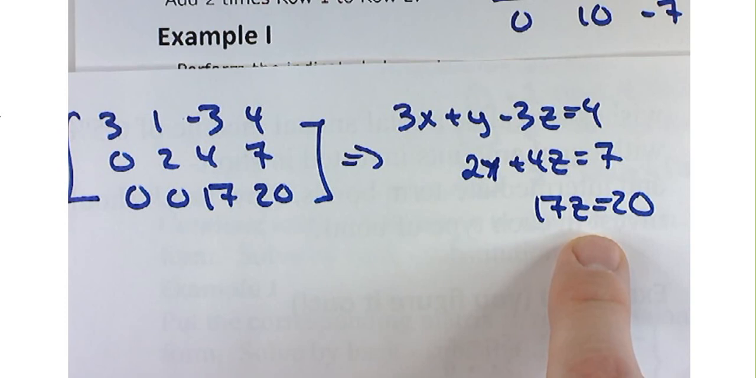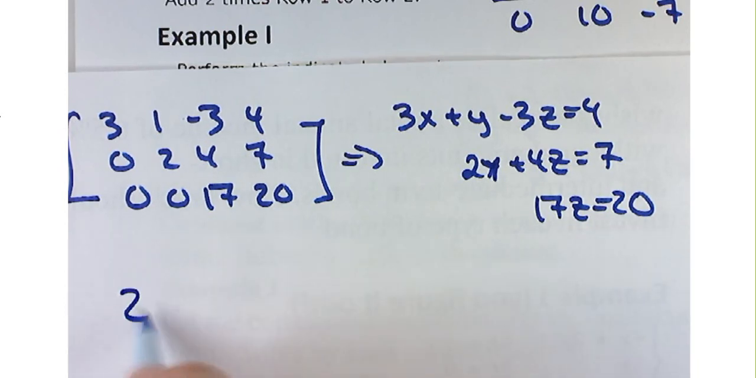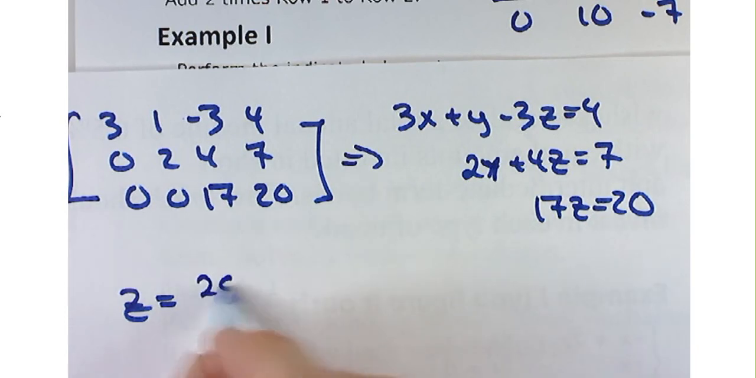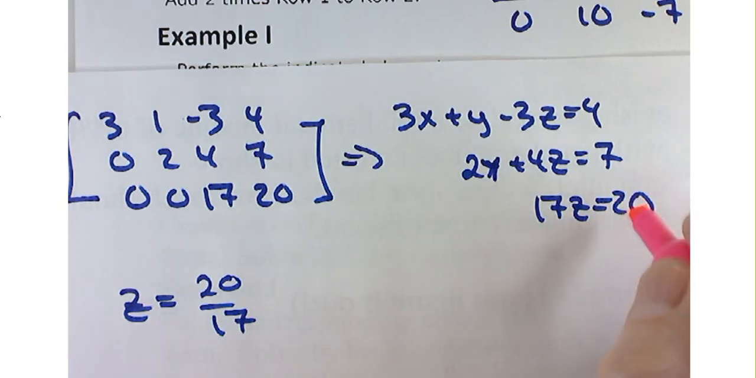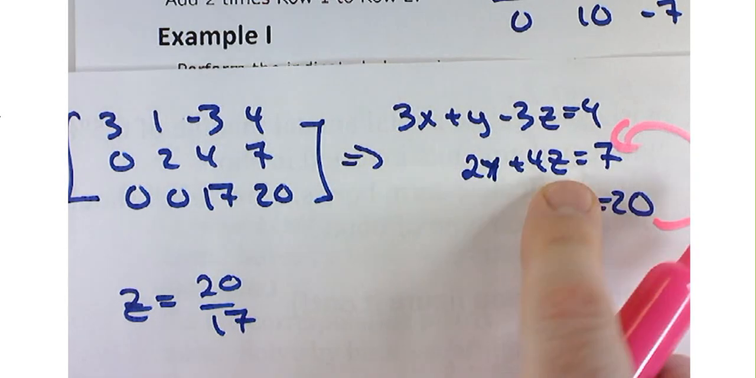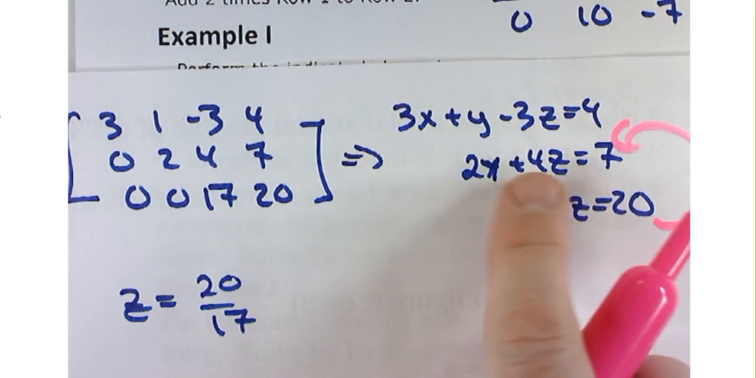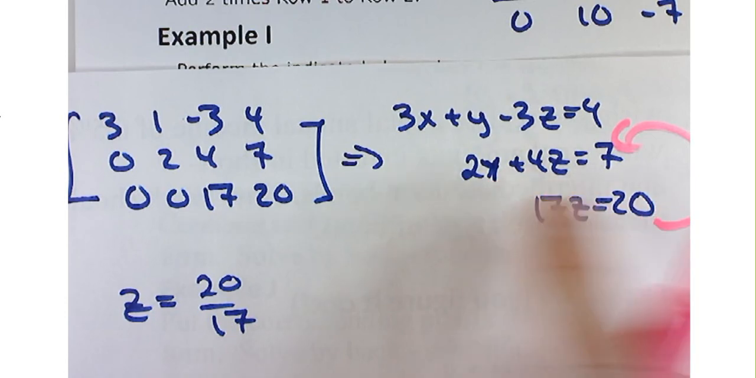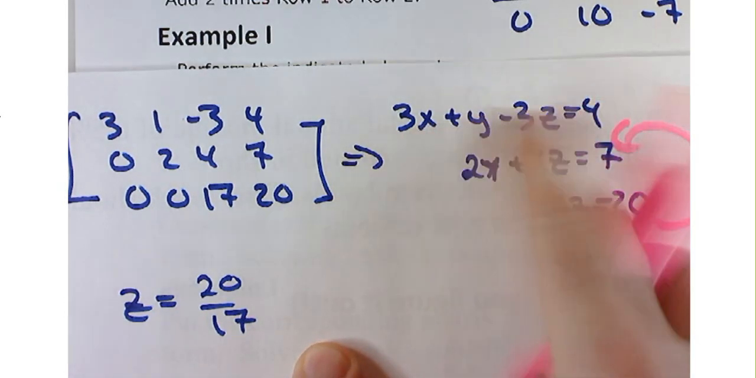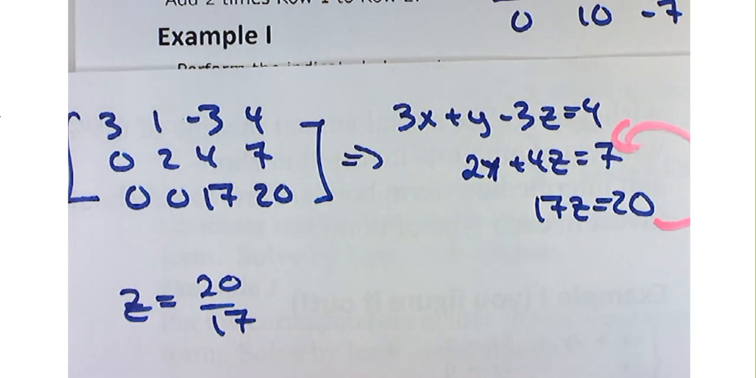But you can solve here, right? In fact, let's at least get z. What's z equal? It'd be 20 divided by 17. And then once you know what z is, you take the value for z and plug it in here, and then you can get your value for y, because the only other unknown at that point would be y. And then once you know those two, you plug it back in here, and you've got your value for x.